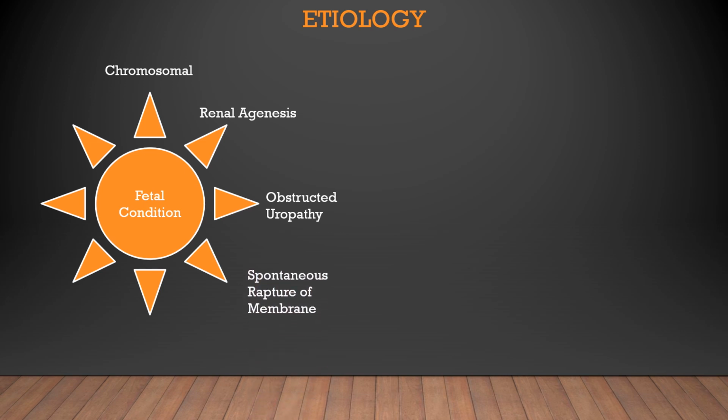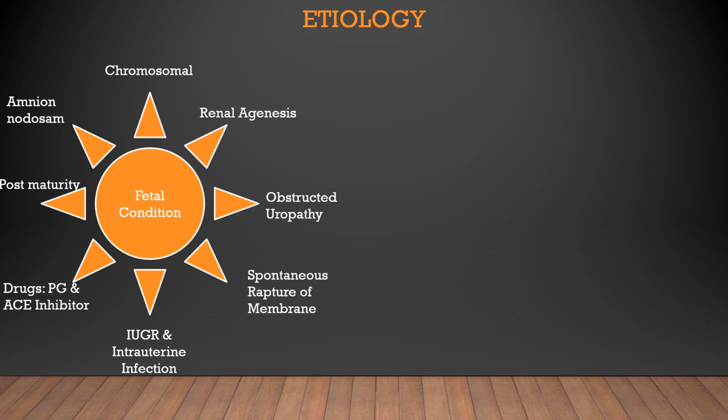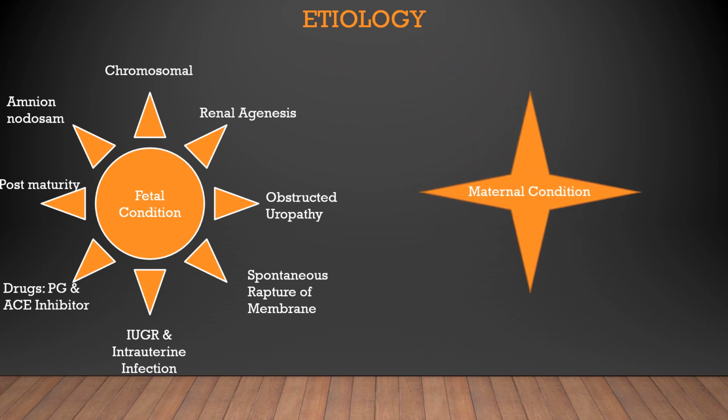Then spontaneous rupture of membrane. If the membrane is ruptured spontaneously, the liquor will slowly move out. Then IUGR and intrauterine infection. Drugs like prostaglandin synthetase inhibitors and ACE inhibitors. Post maturity, because in post maturity the baby will swallow the liquor or amniotic fluid. And amnion nodosum, means there will be a failure of secretion of the fluids from the placental membrane. Next we will see the maternal conditions. In this, first is hypertensive disorder, uteroplacental insufficiency, dehydration, and idiopathic.